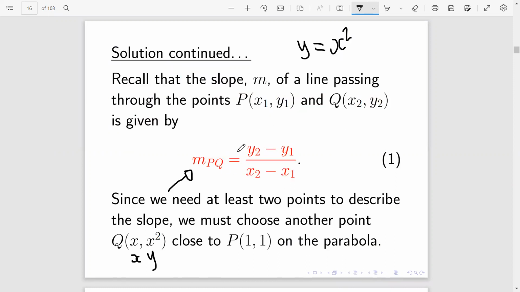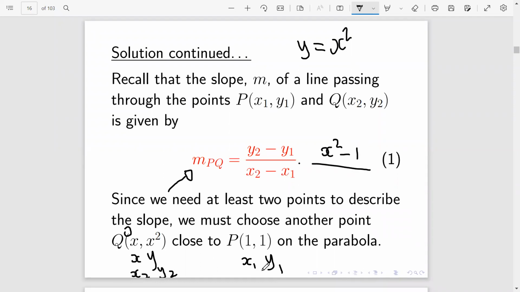So remember, let's say this is our (x1, y1), and this becomes our (x2, y2), so that we can substitute in this equation. Our y2, as you can see, will be x squared. So here we're going to have x squared minus our y1, which is 1. So x squared minus 1.